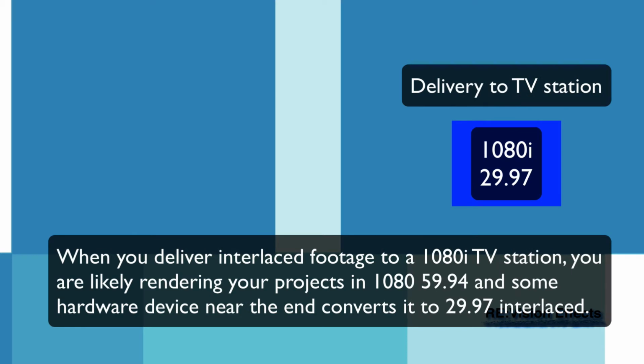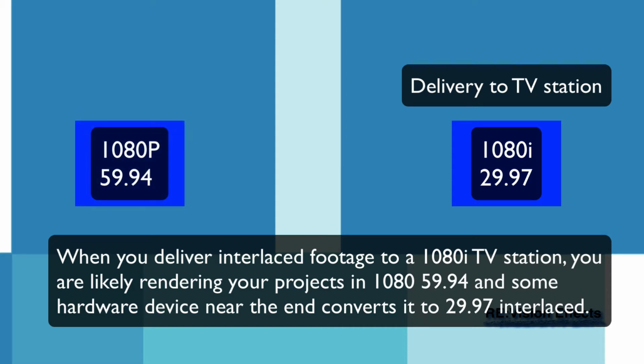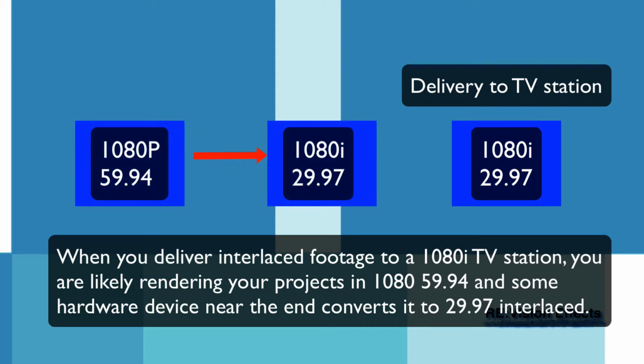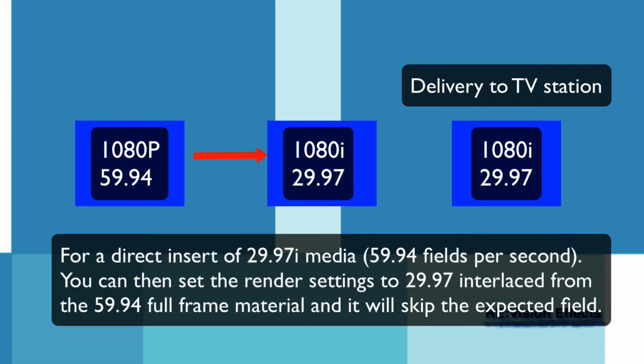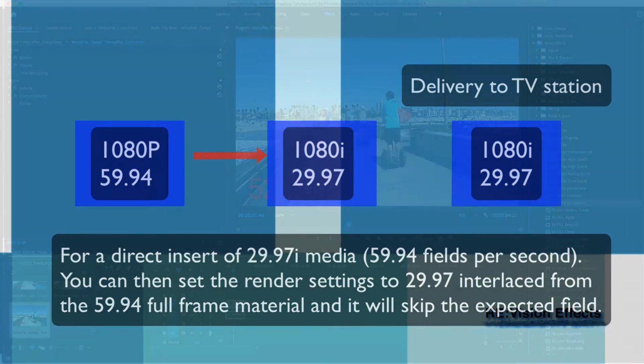When you deliver interlaced footage to a 1080i station, you're most likely rendering your projects in 1080 59.94, and some hardware device near the end converts it to 29.97 interlaced for a direct insert of 29.97i media. You can then just set the render settings to 29.97 interlaced from the 59.94 full-frame material, and it will skip the expected field.